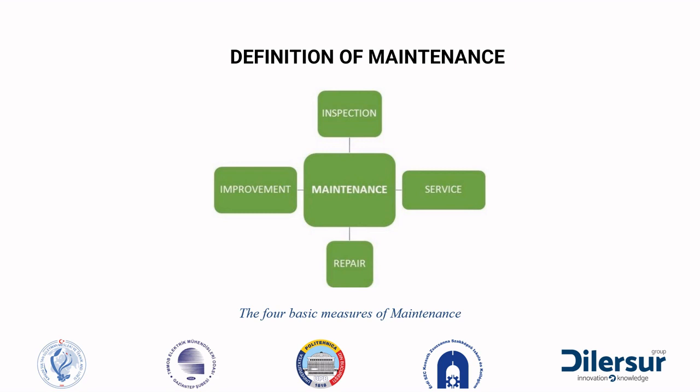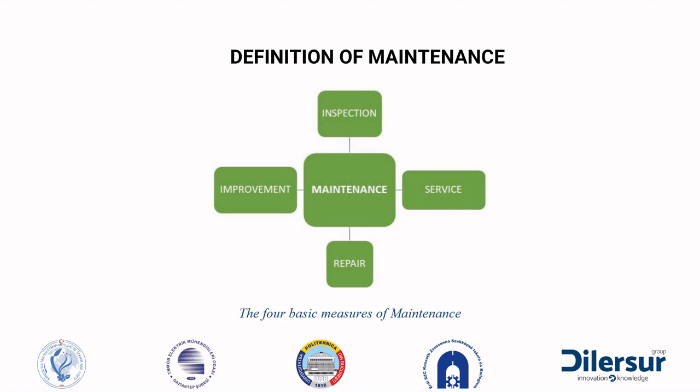Improvement: measures to increase the unit's functional reliability, maintainability, and/or safety without changing its required function. These include elimination of weak points and improvement in machinery and plant design. Figure 1. The 4 basic measures of maintenance.